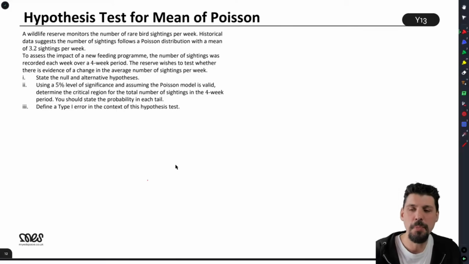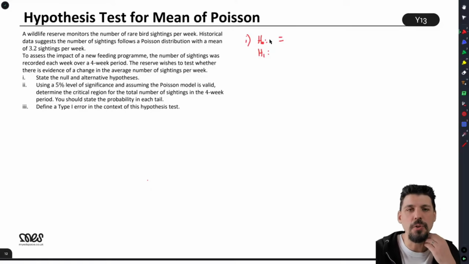Now remember, any hypothesis test starts the same way. H0, H1, and H0 is always that something equals something. It's always an equals.